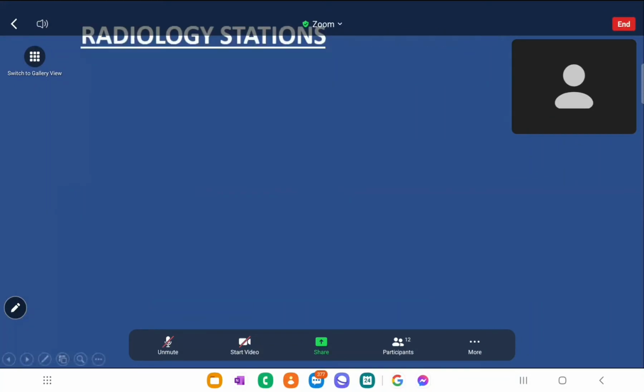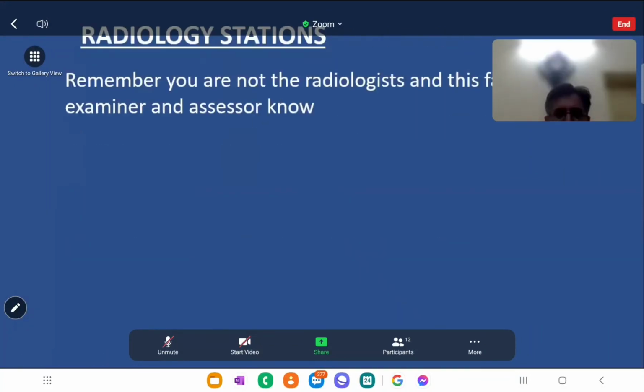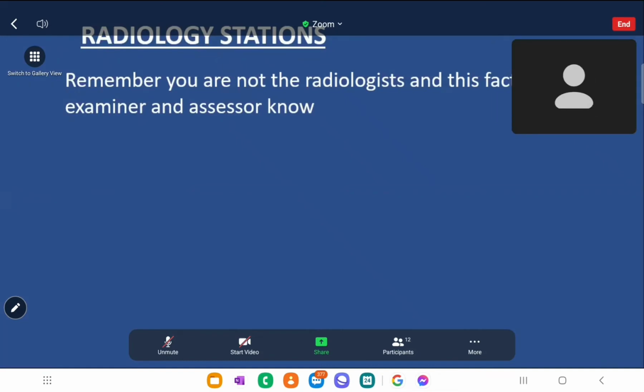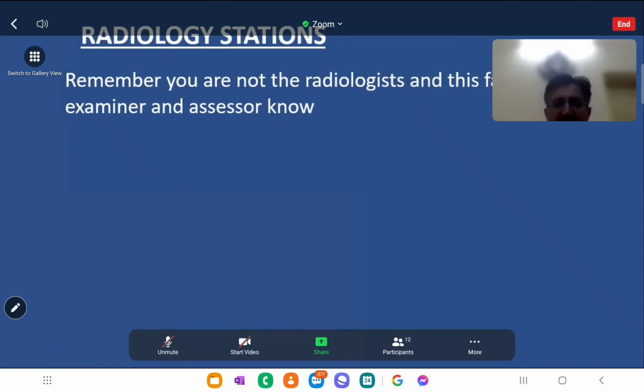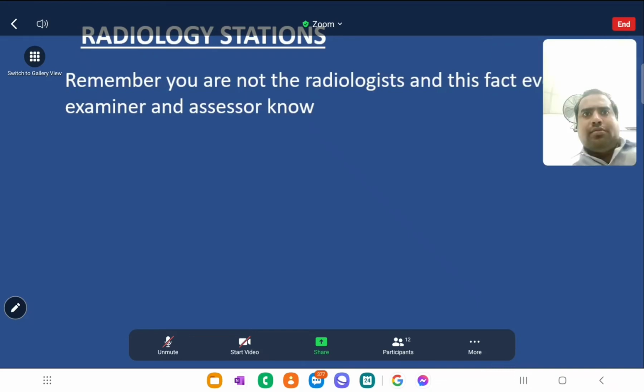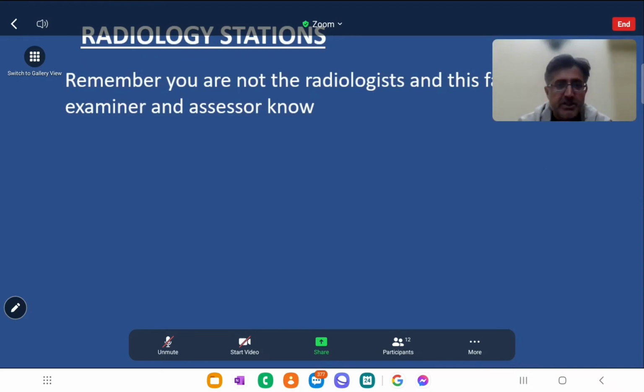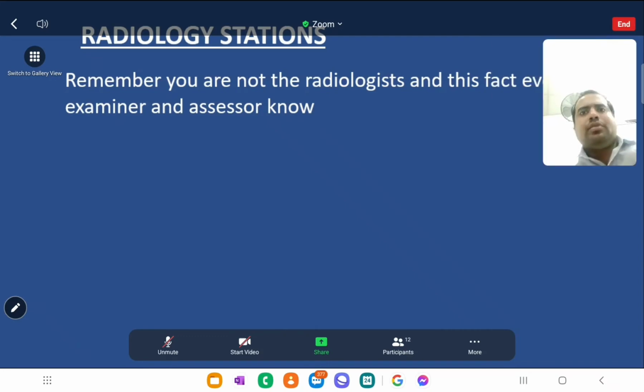So let's start with the radiology stations. One thing, whenever you get a station on which there is an X-ray or a CT scan, you should know that it's not a radiology examination. It's a pediatric examination. So you need not give the details which a radiologist should be giving in his or her examination. And even the examiners know this thing. So you should be focusing on the main findings.